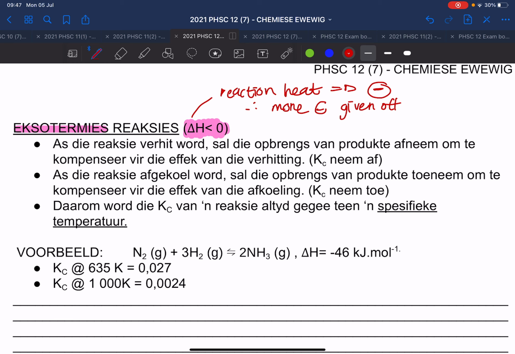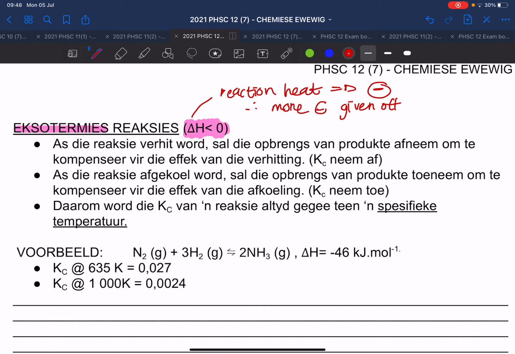Vorentoe maak warm. Ons maak dit nog warmer. We make it even warmer. It wants to make it colder. Hoe maak hy hom kouer? Die terugwaartse reaksie. Endotermies. Okay, so it says there, as die reaksie verhit word, sal die opbrengs van die produkte afneem. The amount of products will decrease. Why? Because the forward is exo, we make it warmer, so it wants to favor the endo. The endo is the reverse. So gebruik van die produkte om die reaktante te maak. Okay, so there's a lot of thought that needs to go into that.